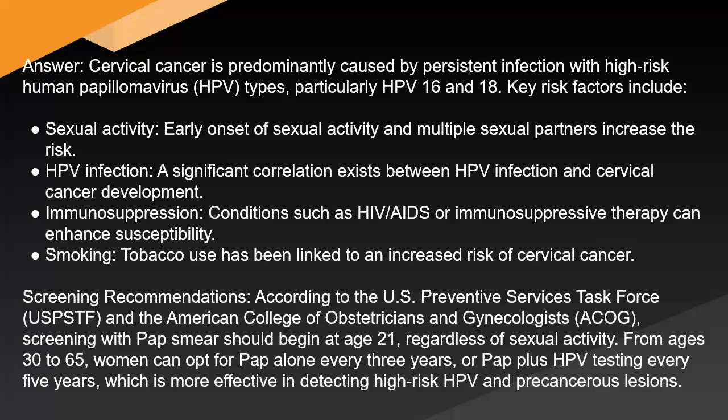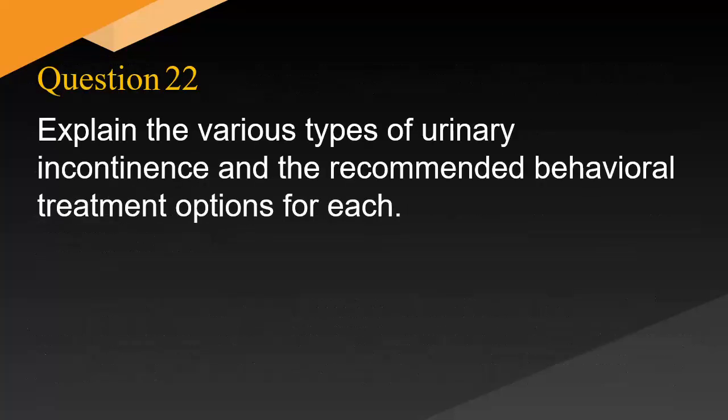Screening recommendations. According to the U.S. Preventive Services Task Force (USPSTF) and the American College of Obstetricians and Gynecologists (ACOG), screening with Pap smear should begin at age 21, regardless of sexual activity. From ages 30 to 65, women can opt for Pap alone every 3 years or Pap plus HPV testing every 5 years, which is more effective in detecting high-risk HPV and precancerous lesions. Explain the various types of urinary incontinence and the recommended behavioral treatment options for each.